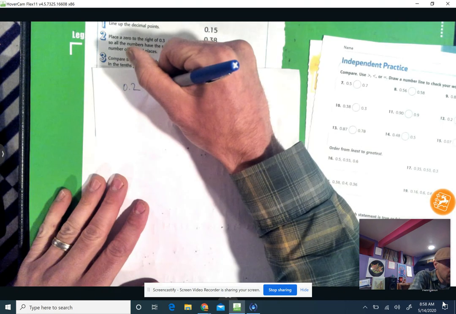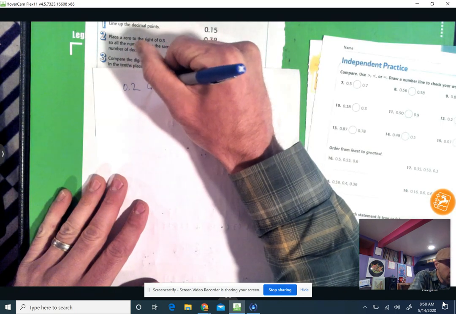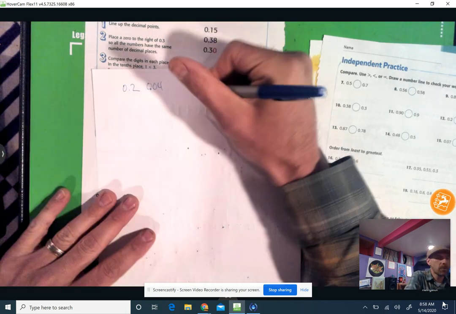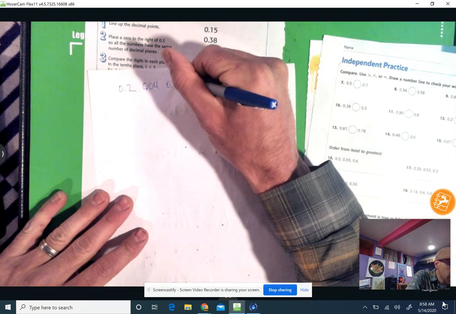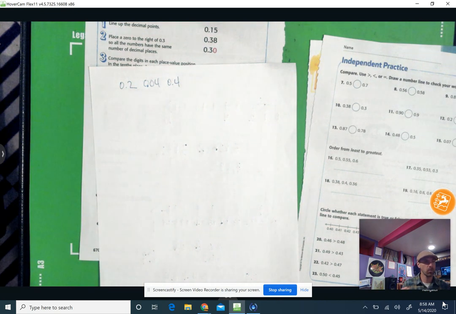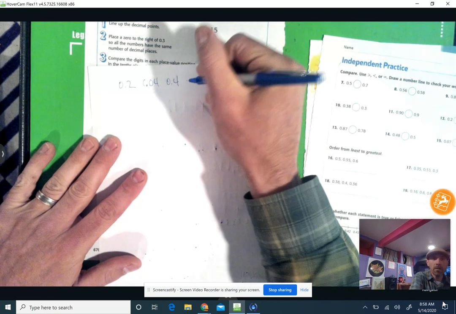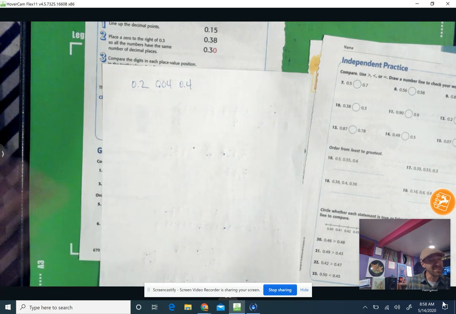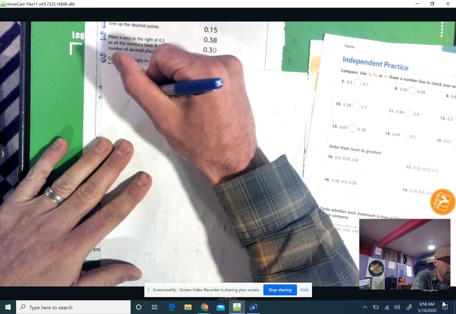2/10, 4/100, and 4/10. So here we have 3 numbers that we need to order greatest to least. What am I going to do? I'm going to stack these numbers on top of each other.